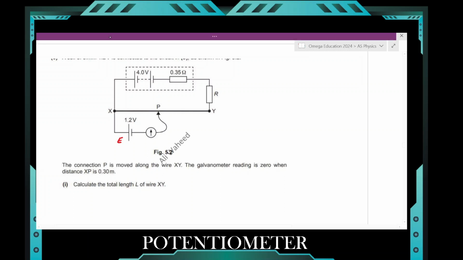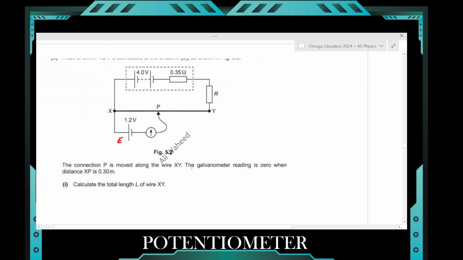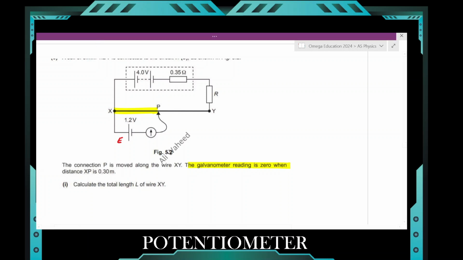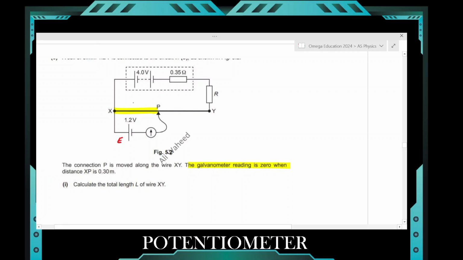And they have given this as well, that the galvanometer is in the balanced state. The reading on the galvanometer is 0. And you don't have to find the length xp in this one. Previously, we were finding the length xp, but in this case, the length xp is given as 0.30 meters. You can read over here. The distance xp is 0.30 meters. What we need to find is the total length xy.